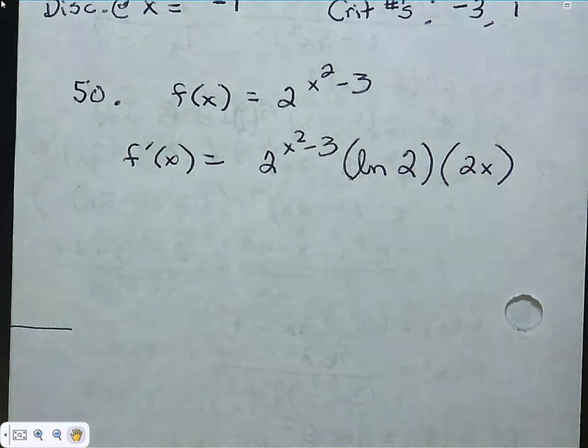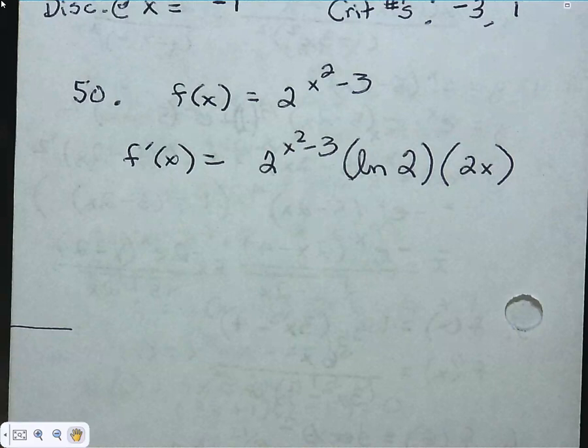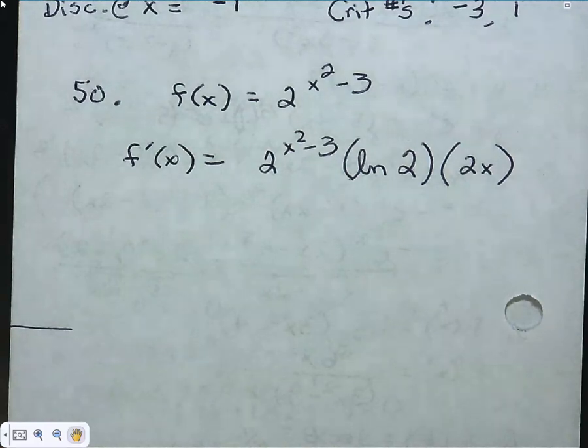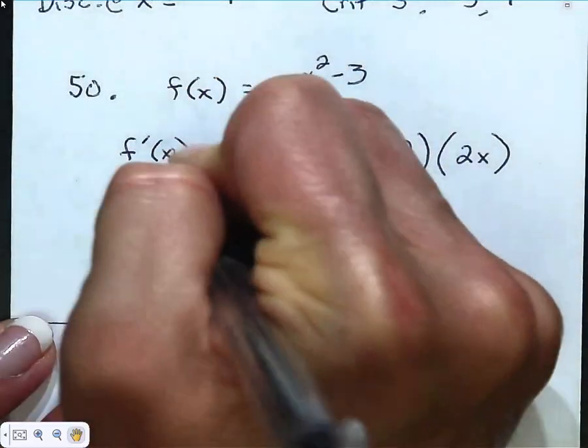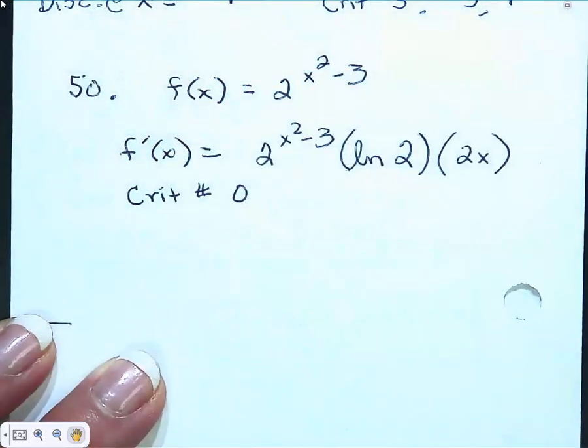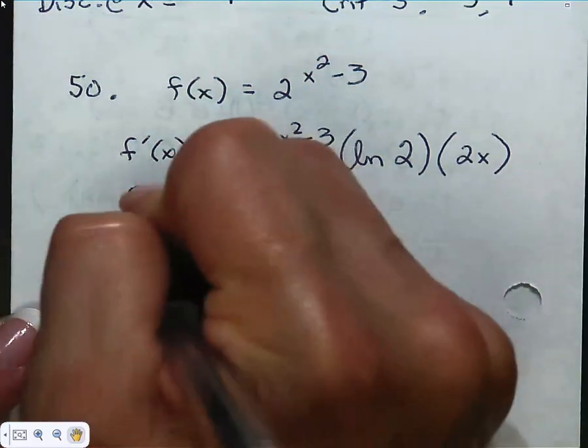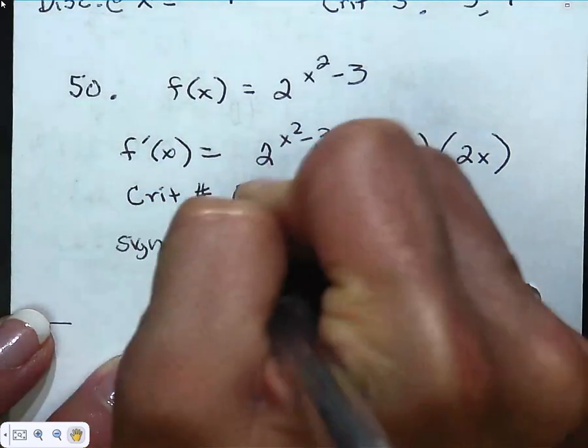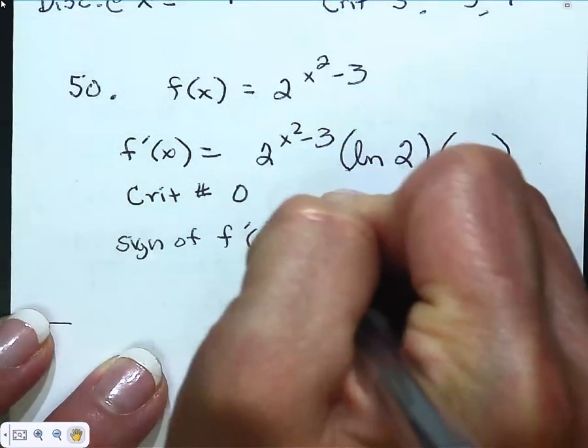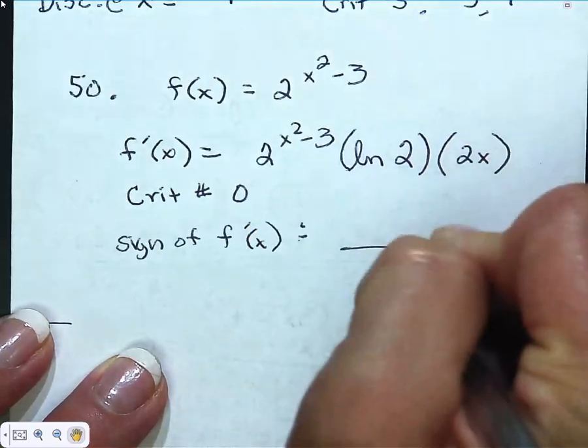I forgot to ask myself in the very beginning, is there anything that makes that function undefined? No, you can let x be anything. Is there anything that makes the derivative undefined? So you can let x be anything. Is there anything that makes the derivative 0? Just 0. So the only critical number is 0. And then you could find the sign of the derivative to the left and to the right of that.